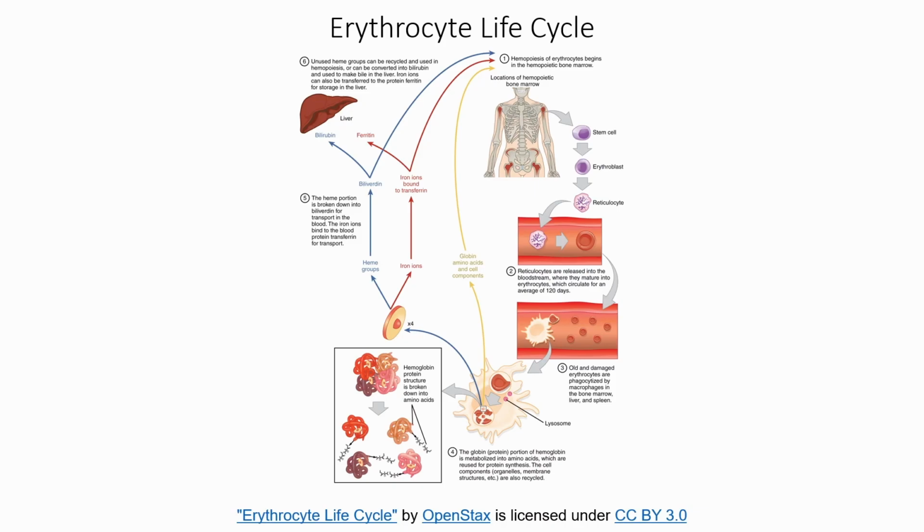We can also transfer it to the protein ferritin, right? Fe is iron, right? We know the shorthand for iron is Fe, so ferritin will store it in the liver. So we have a couple things we can do with the heme group. We can use it to make bile, we can use it and store it in the liver, or we can just straight up recycle it to make more red blood cells. So we're really pretty efficient when you think about it when it comes to the erythrocytic life cycle.